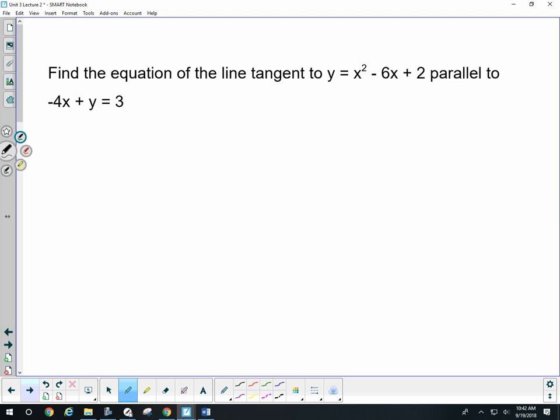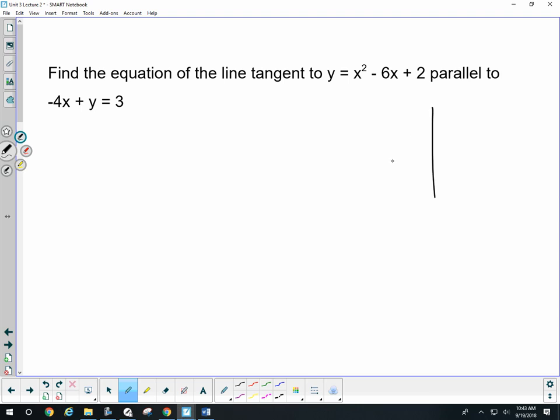Okay, now to some applied questions using the power rule. We want to find the equation of the line tangent to this and parallel to this. Okay, so go ahead and start this problem. We can pause. I'll go over the answer.